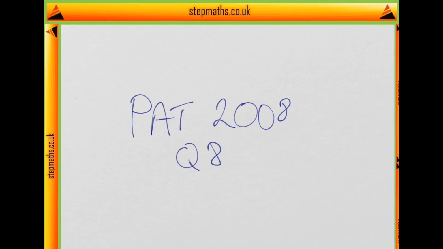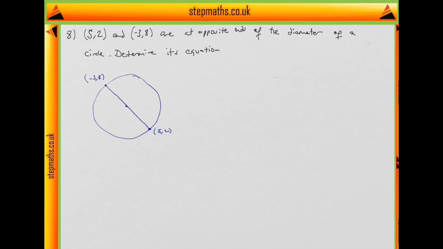Hi, today looking at the PAT paper in 2008, going through question 8. So question 8 gives us 2 points and tells us they're opposite ends of the diameter of a circle and asks us to determine the equation of the circle. So I've given it a very quick sketch here.